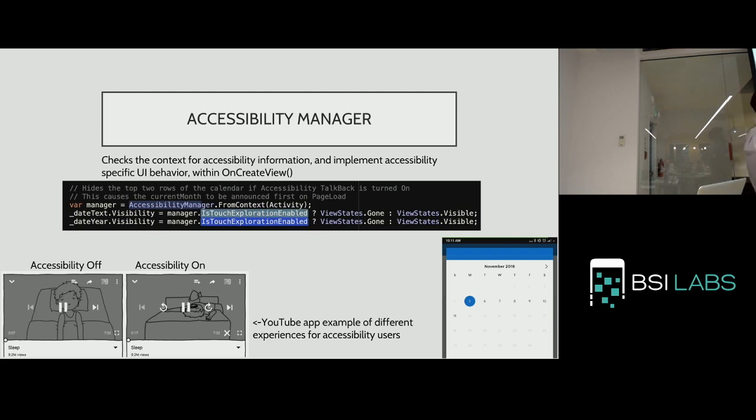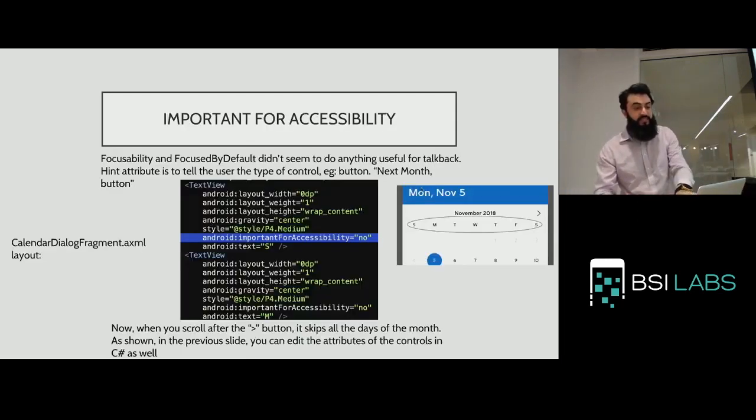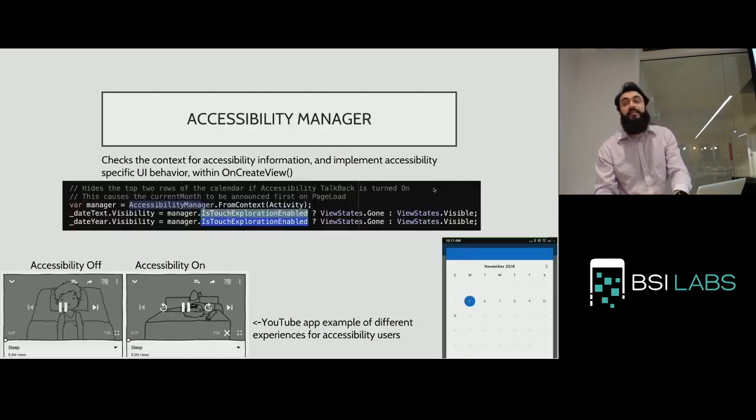And so the accessibility manager helps us do that, where it just checks to see whether or not accessibility is on. If it's on, then hide something, you know? So if you look at it, it doesn't say the date. It used to say date Monday, November 5th. It doesn't say that anymore. So we just hid it because, you know, there was an issue over there.